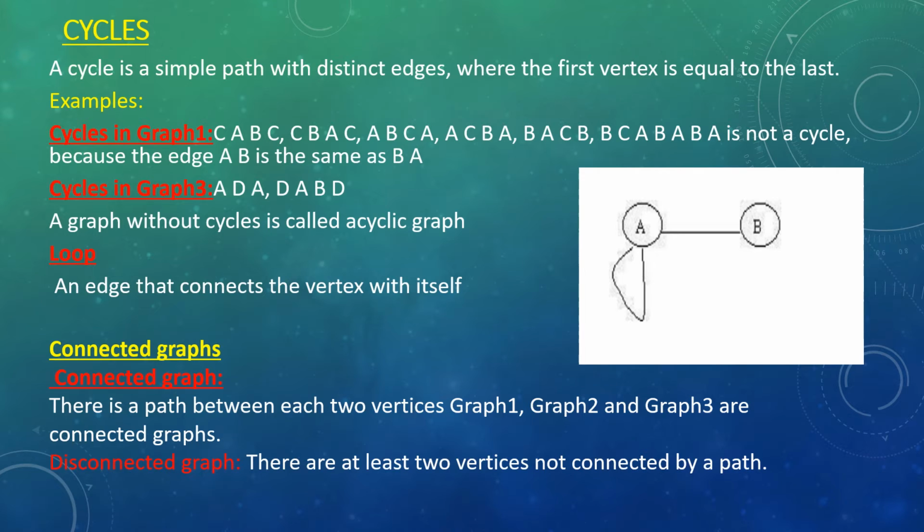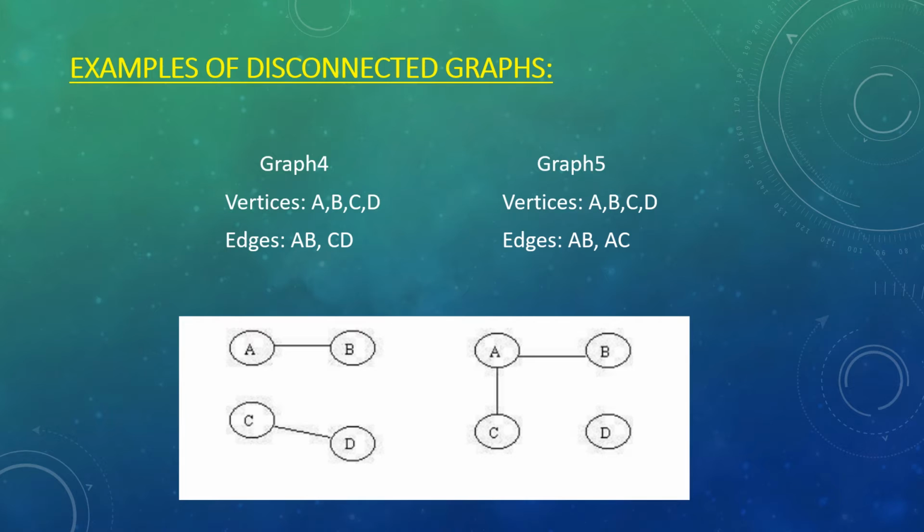Connected graphs. In connected graphs, there is a path between each two vertices. Graph 1, graph 2 and graph 3 are connected graphs. Disconnected graphs: there are at least two vertices that are not connected by a path. Examples of disconnected graphs. Here are graph 4 and graph 5. In graph 4, the vertices are A, B, C, D and the edges are AB and CD. In graph 5, the vertices are A, B, C, D and the edges are AB and AC.